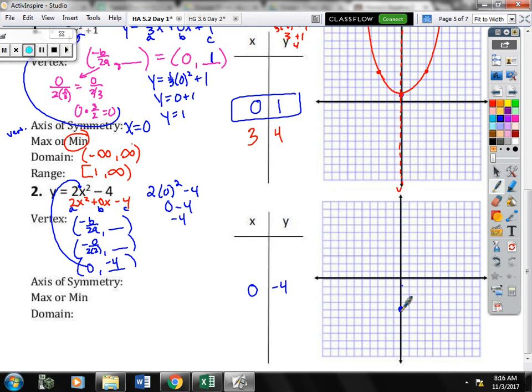Your axis of symmetry, again, is x equals whatever the x-coordinate of the vertex is. So it has to go through there. So this will be x equals 0, just like it was in the last one. The axis of symmetry is actually the y-axis.